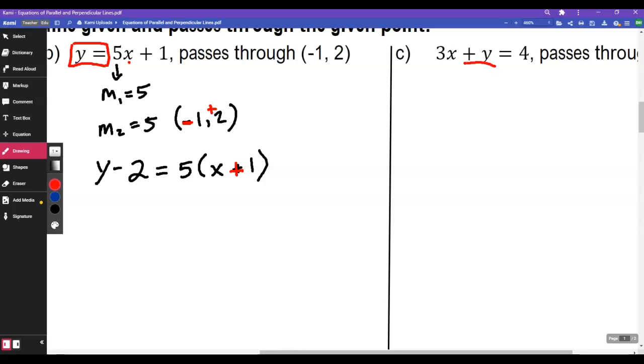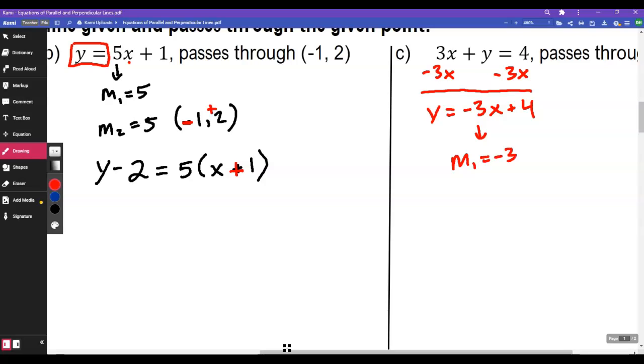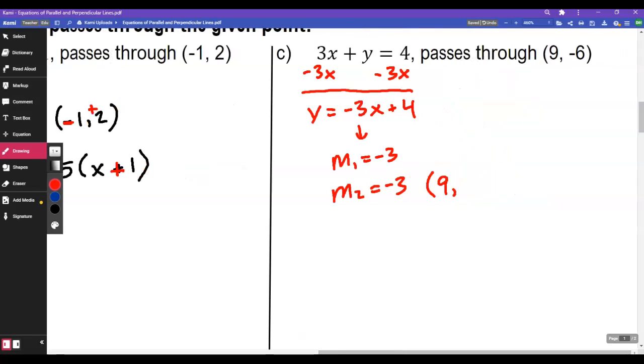So in order to get this all by itself on the left-hand side, the 3x needs to go. So since it's positive 3x, I'm going to subtract 3x. And then pretty quickly you determine that the slope is, instead of 3, it's now -3. So you might remember doing this back in the day. So my slope of this line is -3. So my second slope is also going to be -3 because it's parallel. And then it needs to go through 9, -6.